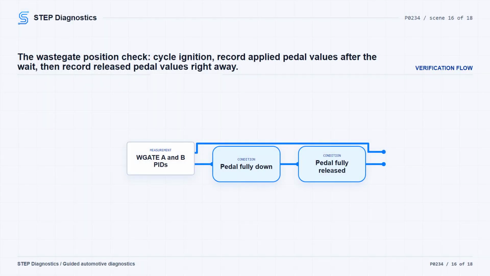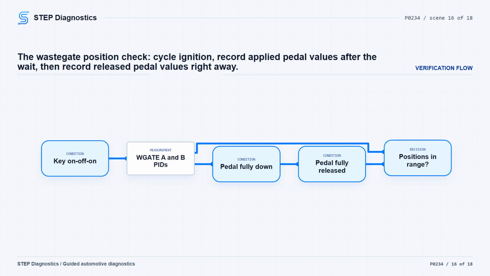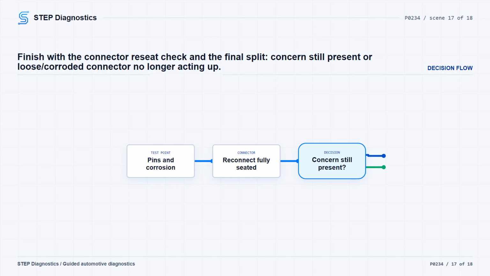Before checking wastegate position, remember that failure mode operation may limit vehicle function and may keep the wastegates from operating normally if there is a harness or component concern. Cycle the ignition on, off, and back on. Monitor W-gate A pause PCT and W-gate B pause PCT. Press the accelerator pedal fully to the floor, wait 3 seconds, and record the PID values. Release the accelerator pedal fully and immediately record the PID values again. Make sure the pedal is fully applied and fully released for those readings.